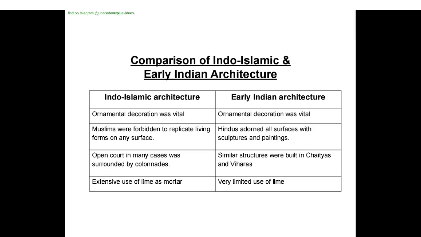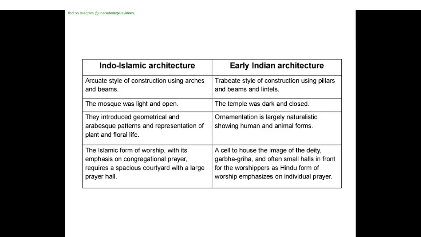Indo-Islamic architecture made extensive use of lime as mortar, while early Indian architecture made very limited use of lime. The arcuate style of construction used arches and beams, and the trabeate style of construction used pillars, beams, and lintels. The mosque was light and open. The temple was dark and closed. They introduced geometrical and arabesque patterns and representation of plant and floral life. Ornamentation in early Indian architecture is largely naturalistic, showing human and animal forms.